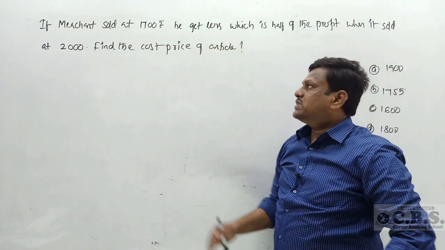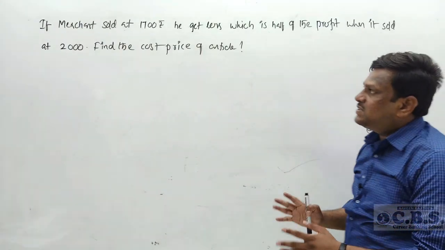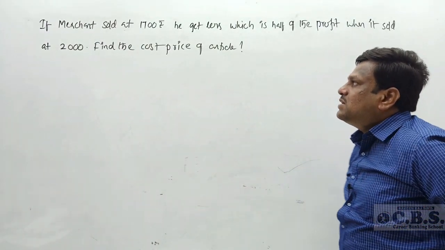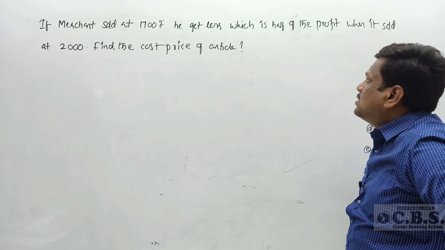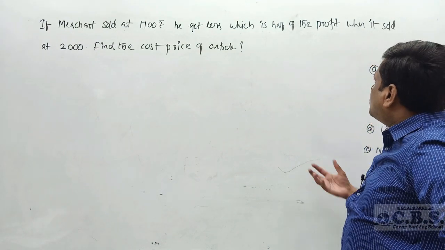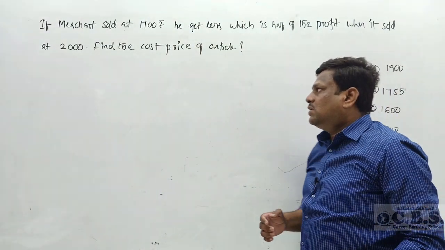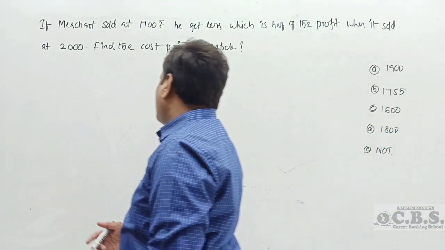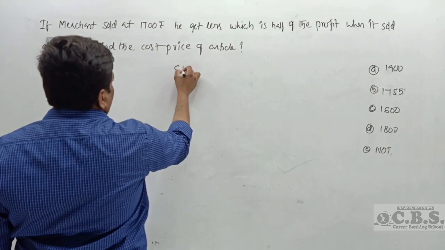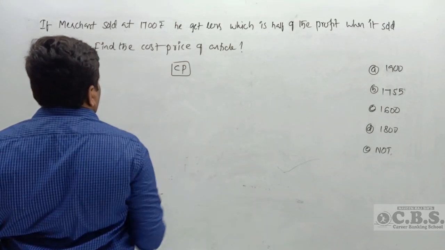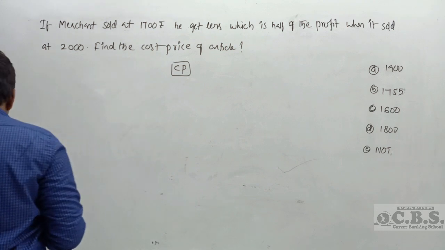Here two selling prices are given and these two prices are compared. If a merchant sold at 1700, he gets a loss which is half of the profit when it is sold at 2000 rupees. Find the cost price of the article. Don't try to do it in the normal method, it is time taking. You just follow this concept. First I explain the normal method, then I go for the concept.